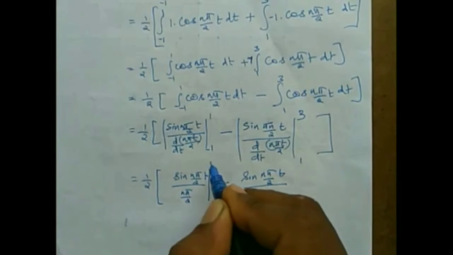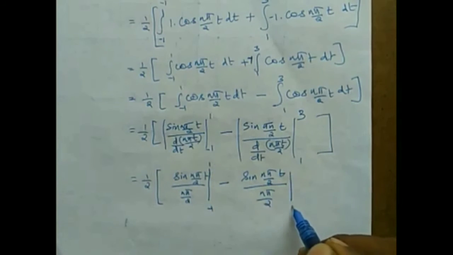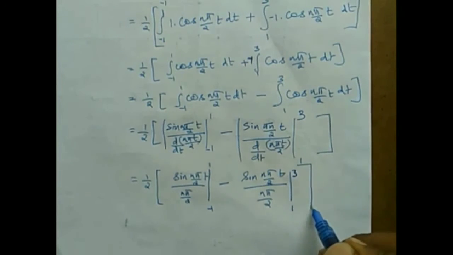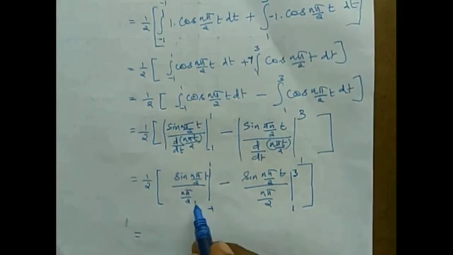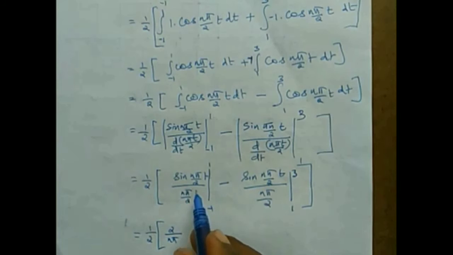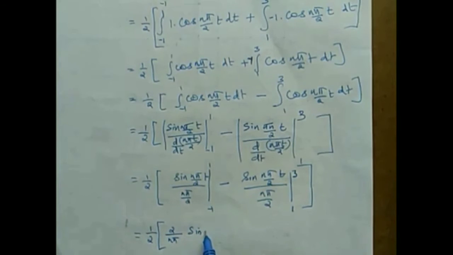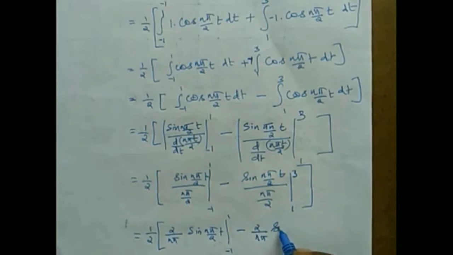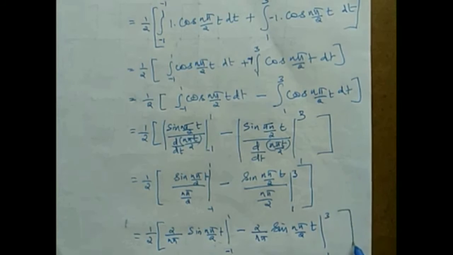First limit varies from -1 to 1, and the second one varies from 1 to 3. Okay, this is equal to 1 by 2 into first term becomes 2 by n pi sin n pi by 2 t, where t varies from -1 to 1, minus again 2 by n pi sin n pi by 2 t, where t varies from 1 to 3.